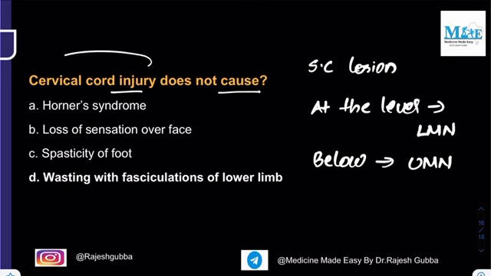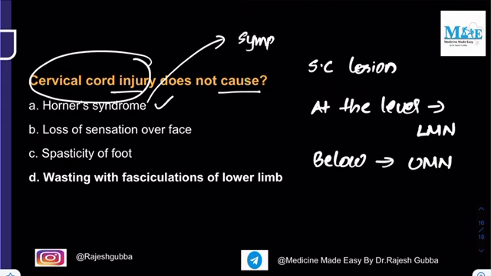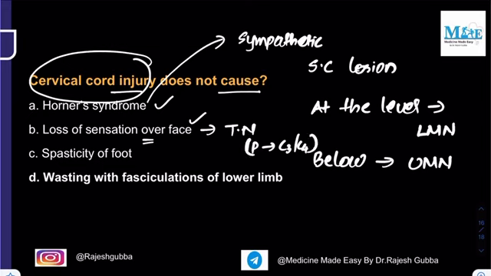Now, in cervical spinal cord injury, Horner syndrome will be there because the cervical sympathetic chain gets damaged. That is a true statement. Loss of sensation over the face will also be there. Why? Because the spinal nucleus of the trigeminal nerve starts all the way from the pons and goes up to the C3 or C4 part of the spinal cord. So there will definitely be loss of sensation over the face. And spasticity of the foot also will be there.